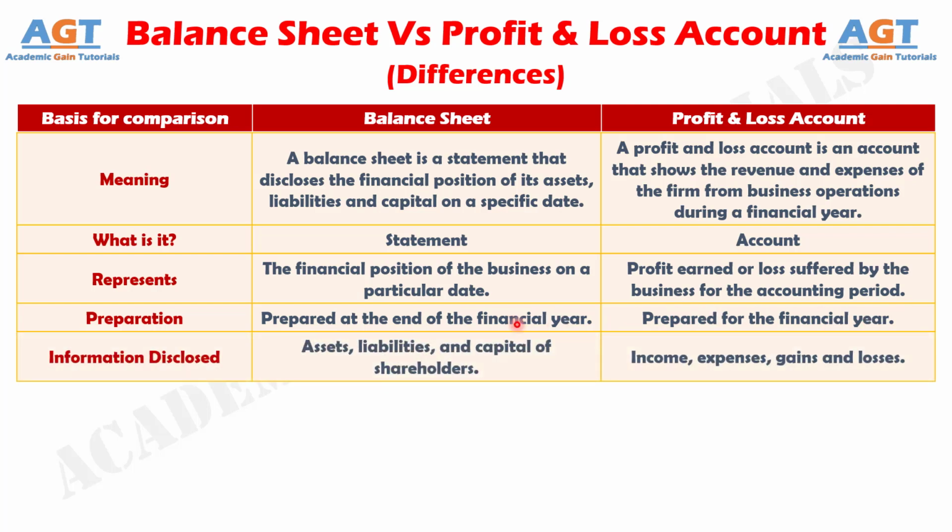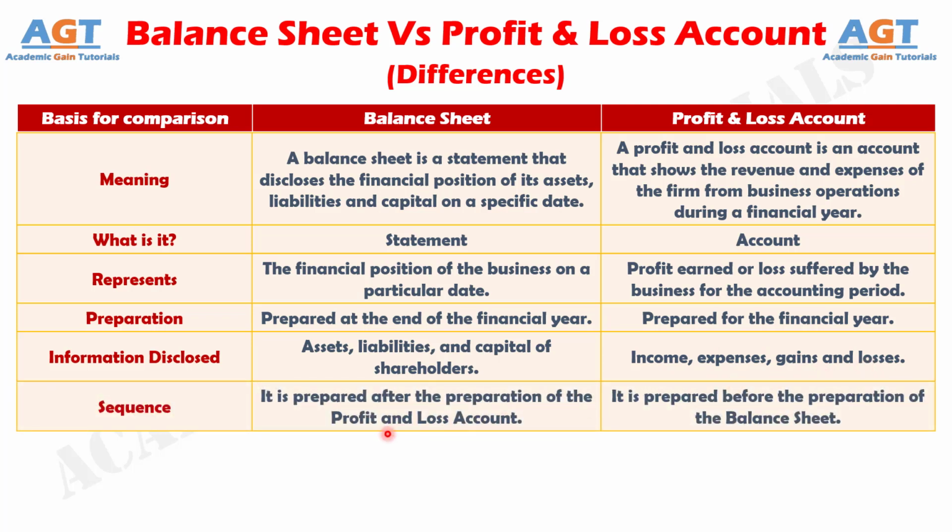Number 5. Information disclosed in balance sheet includes assets, liabilities, and capital of shareholders, whereas information disclosed in profit and loss account includes income, expenses, gains and losses. And difference number 6. When it comes to sequence, we prepare a trading account first, then we prepare a profit and loss account. After that, we start preparing a balance sheet.